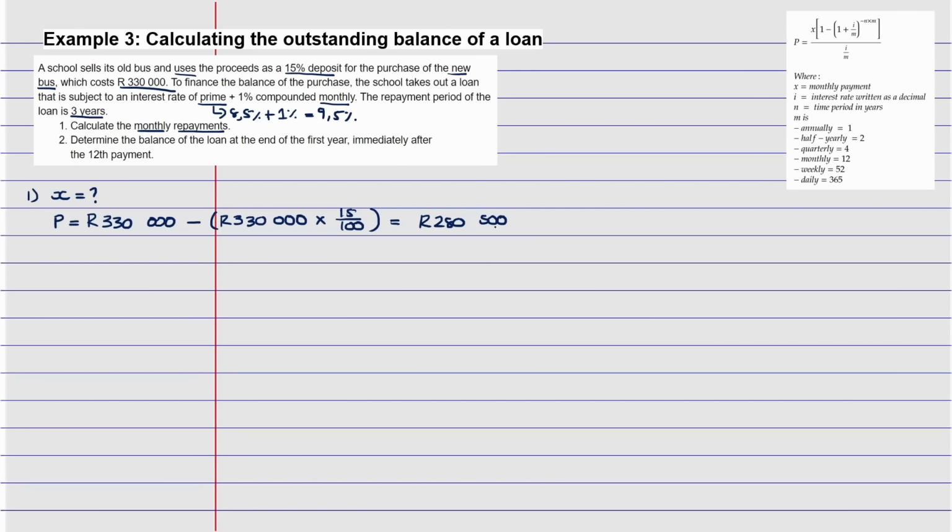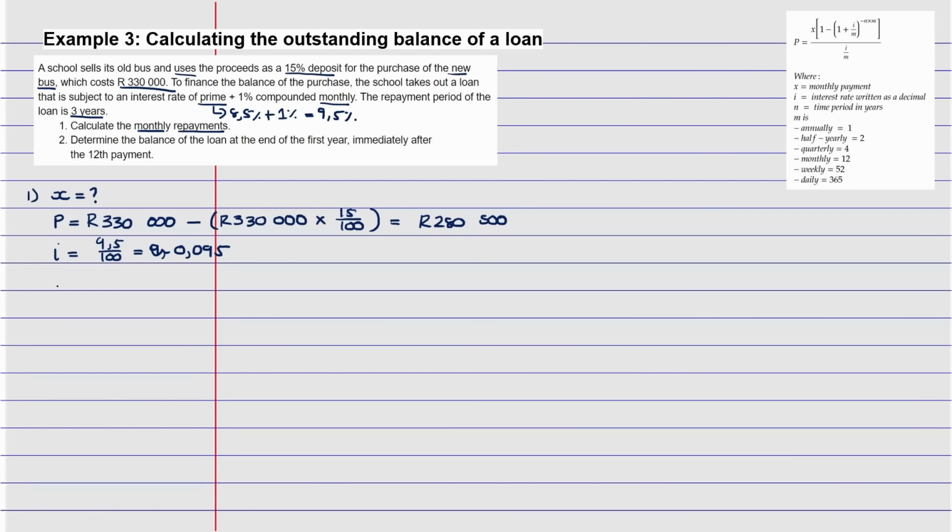280,500. So this is the amount of loan that is going to be taken out, not the actual 330,000, because they already would pay a deposit of the actual cost of the bus multiplied by the percentage, which is the deposit. I hope that makes sense, right? So now, as I said, the prime is 8.5, so it's going to be 9.5 because it's added by 1, divided by 100, which is going to be equal to 0.095, right? So that's our interest.